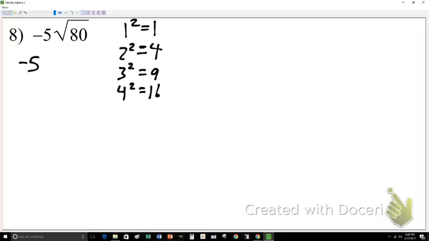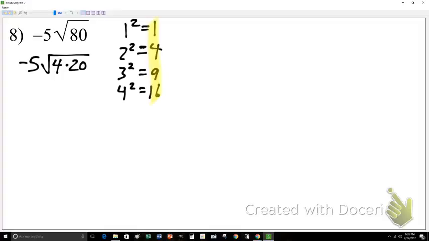Can we factor, or we can just go down the list here and try dividing 80 by each of these perfect squares. Can we divide 80 by 4? Yes, we can. So 4 can be factored out of 80. And what's left is 20. So 4 times 20 is 80.